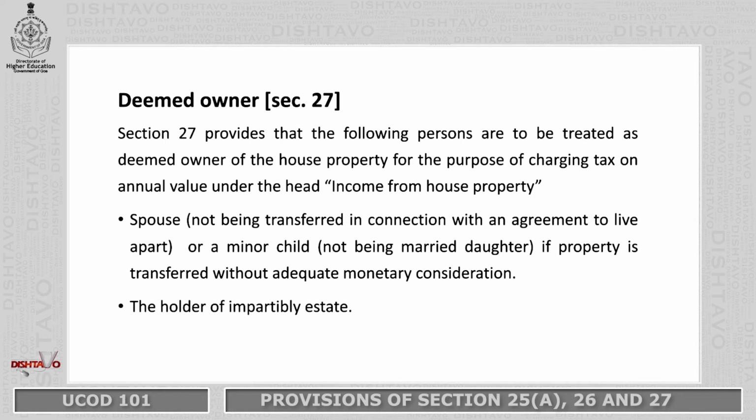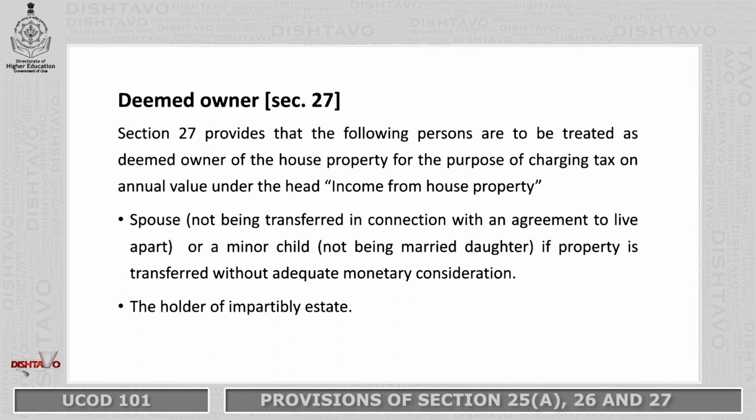The first: a spouse, not being transferred in connection with an agreement to live apart, or a minor child, not being a married daughter, if the property is transferred without adequate monetary consideration. These are the legal terms. I will explain in simple words.